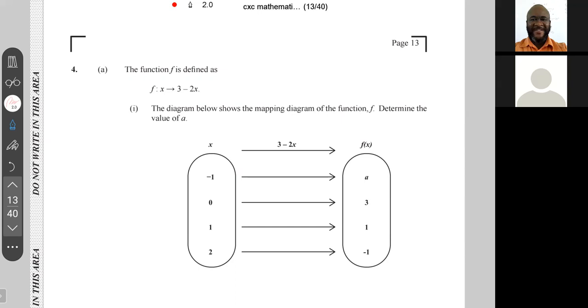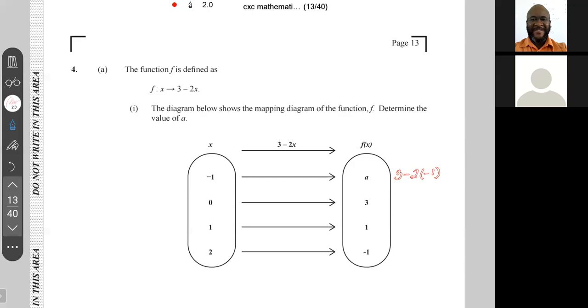Now, f of x is 3 minus 2x. So all you have to do in f of x, wherever you see x, take out x and put minus 1. So to get a, it's going to be what? 3 minus 2 times minus 1. So the x in the domain is minus 1, and in the codomain it's a. So you're going to get what a is by putting x in the function f of x.